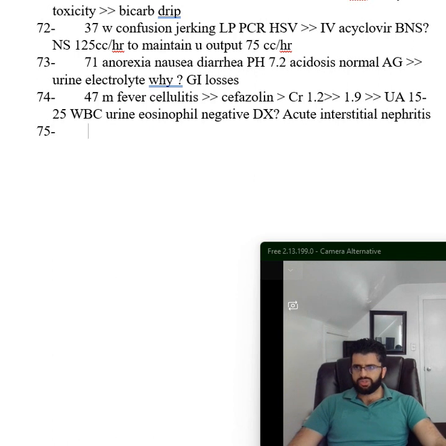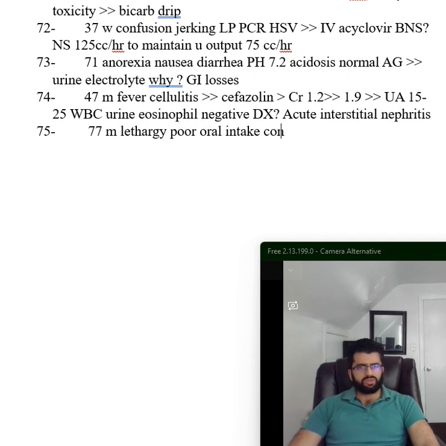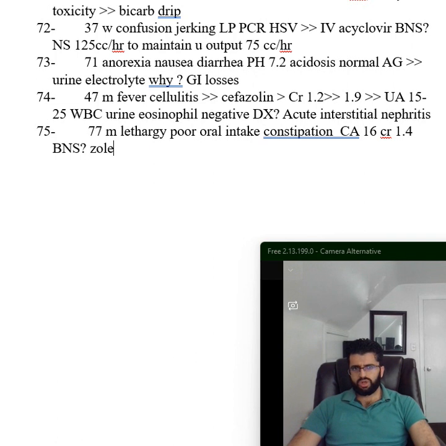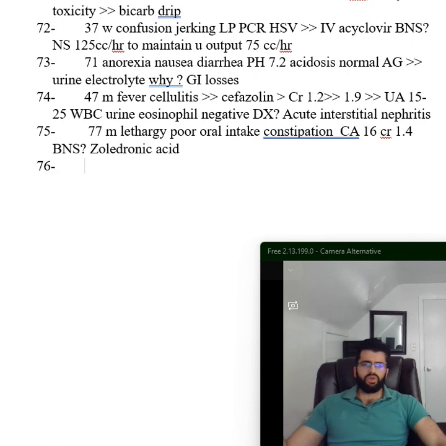Now this patient, you see a 77-year-old male, came in with lethargy, poor oral intake, constipation. And then you check the labs. Calcium is 16. This is very high calcium. So what would you do? How do you manage it? Creatinine is like 1.4. What's the best next step? This one you need zoledronic acid. Zoledronic acid would be very helpful in this patient.